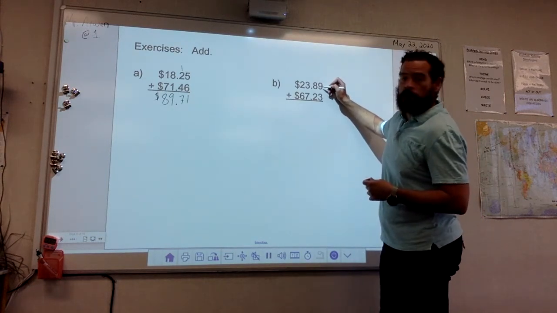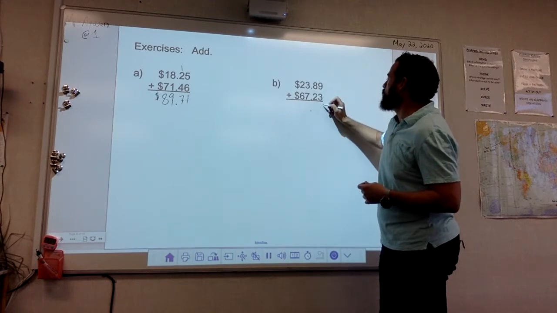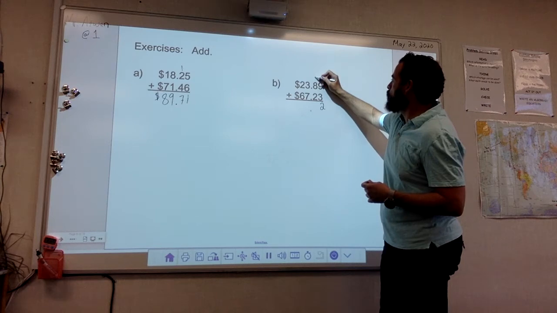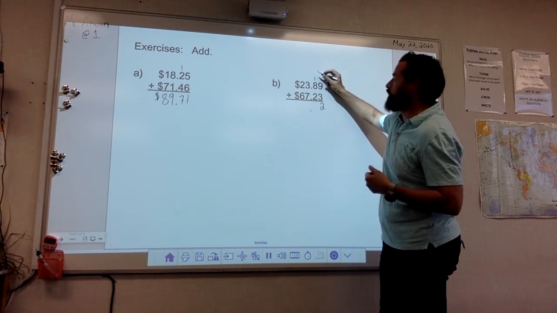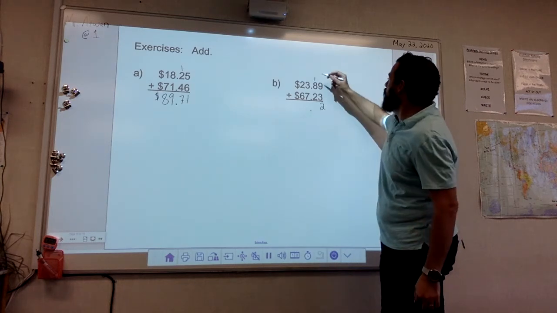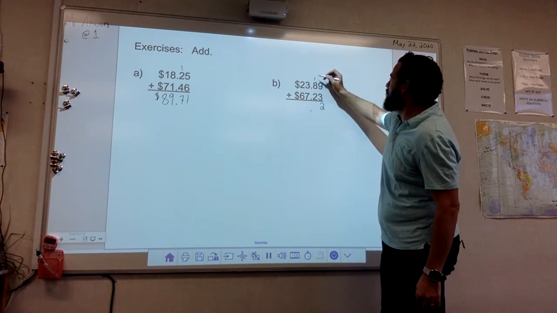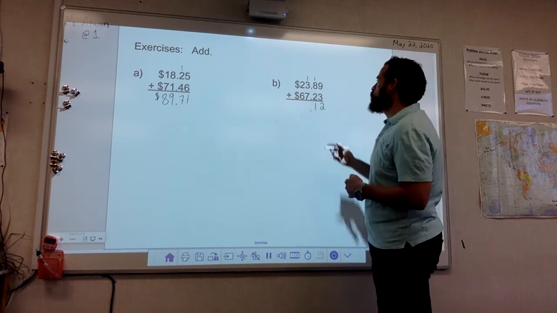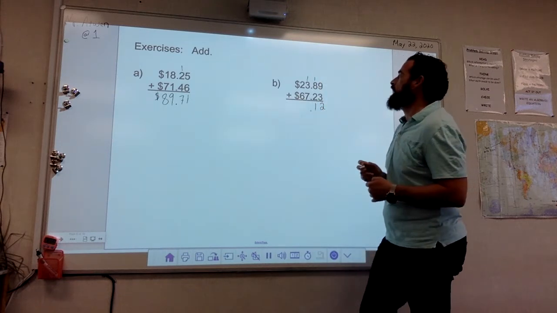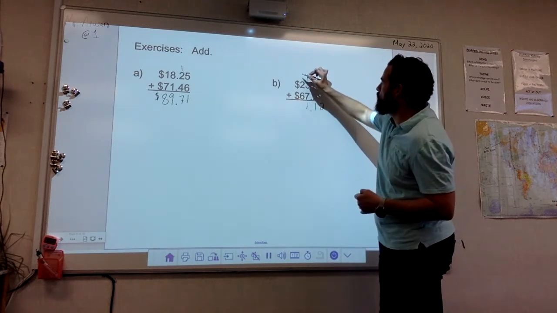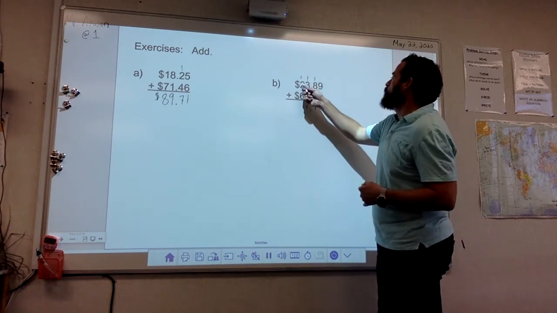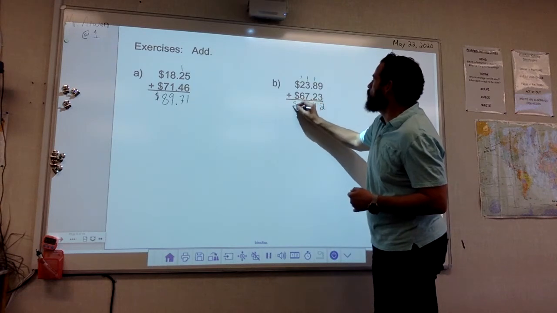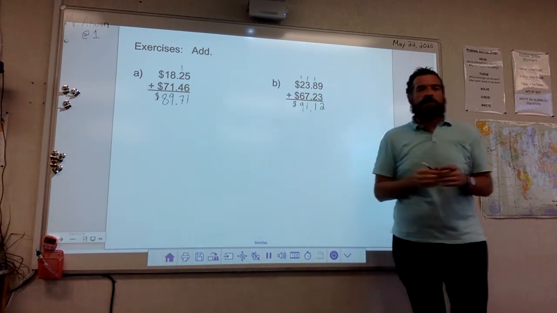So I'm going to add my 9 plus 3 is 12. So I write a 2 here, a 1 in my tenths column. 8 plus 2 is 10. 10 plus 1 is 11. Again, I need a 1 over here because I'm regrouping. 7 plus 3 is 10. 10 plus 1, again 11. And again another 1. 2 plus 6 is 8. 8 plus 1 is 9. So we have a total of $91.12.